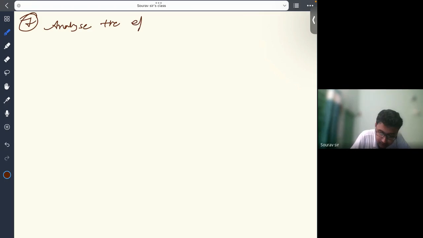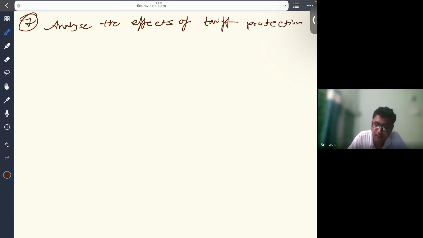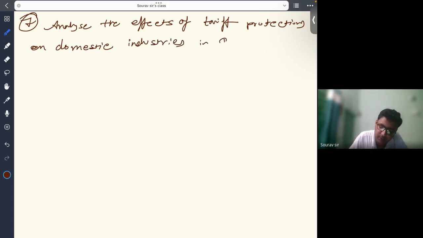Let's solve question number 7. The question they have asked is: analyze the effects of tariff protection on domestic industries in India. This is the first question.